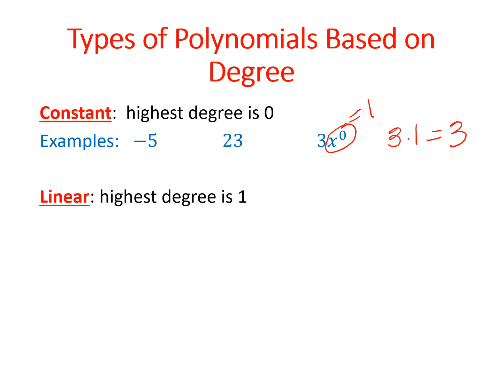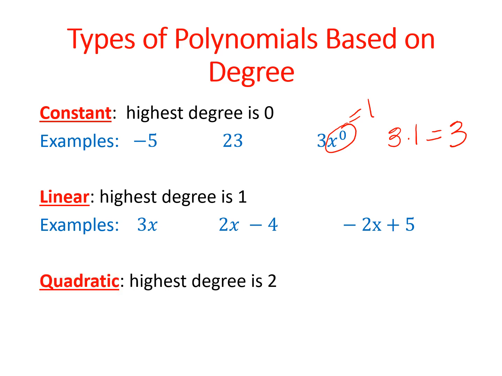The second type, which we've already studied this year, is linear. That's when the highest degree is 1. And here are some examples of linear functions. And then lastly is quadratic. That's the new one. That's what we're studying this unit. That's when our highest degree is 2. And some examples of quadratics are listed there.